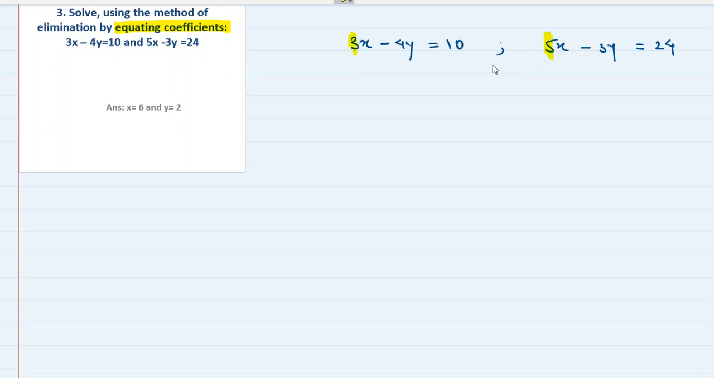So you can choose to equate the coefficient of either x or y, not both. You don't have to equate the coefficients of both x and y. No, you have to either equate the coefficient of x or equate the coefficient of y. So one important hint I would like to give you.